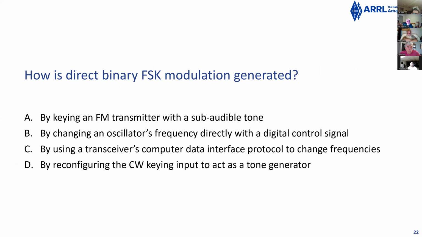How is direct binary FSK modulation generated? By keying an FM transmitter with a subaudible tone, by changing an oscillator's frequency with a digital control signal, by using a transceiver's computer data interface protocol to change frequencies, or by reconfiguring the CW keying input to act as a tone generator. Chris is saying B, bravo. And the answer is B, by directly changing the frequency of an oscillator using a control signal.